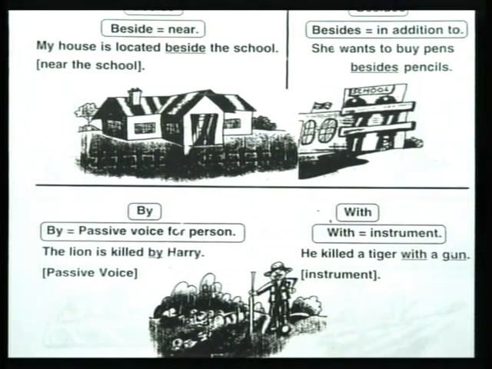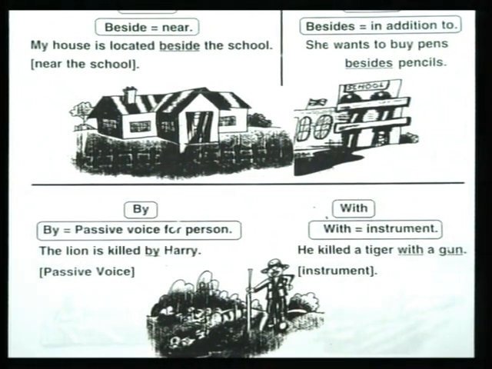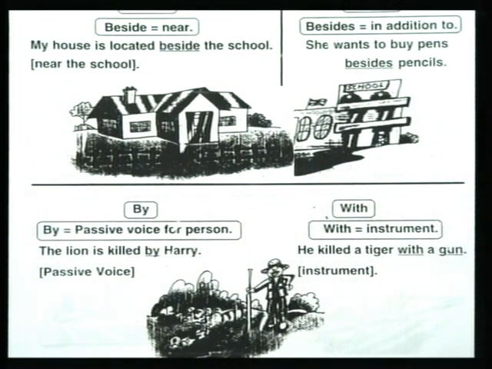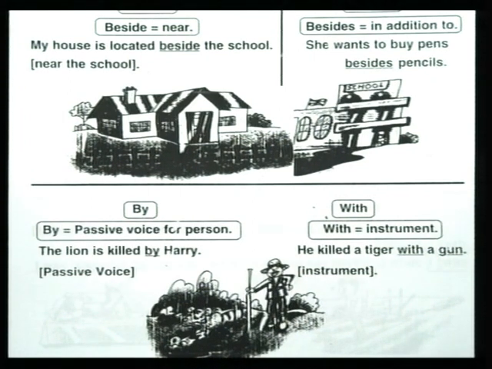Now, by. By is a preposition, but it is also used in the passive voice for a person. Active passive is also a part of grammar topic. Now, the lion is killed by Harry. So, here by is used in the passive voice.